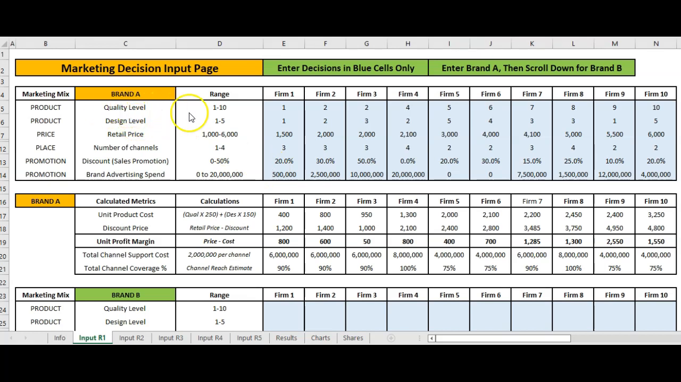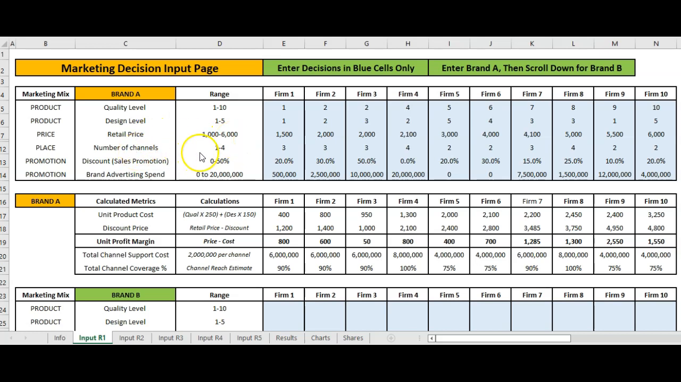You have to put in quality levels from 1 to 10, with 10 representing the highest quality of sound, picture, various features. We're looking at a smart TV market, so the higher quality pictures and sound are important. Then we've got a design level from 1 to 5, and that's how attractive the TV looks, its physical presentation, its style. And again, 5 is the highest.